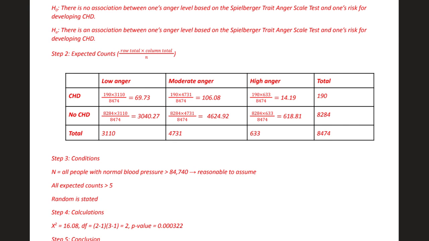So now that we have the expected counts, we can do our conditions. So the independent condition, all people with normal blood pressure is greater than 84,740. That's definitely reasonable to assume since we sampled people who had regular blood pressure. All the expected counts are greater than 5, and it does state that the sample is randomly selected.